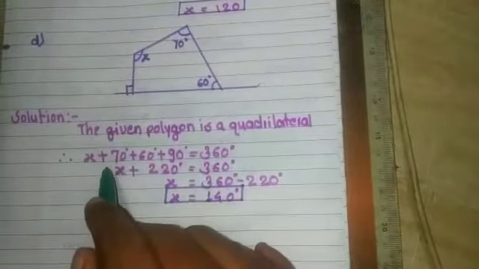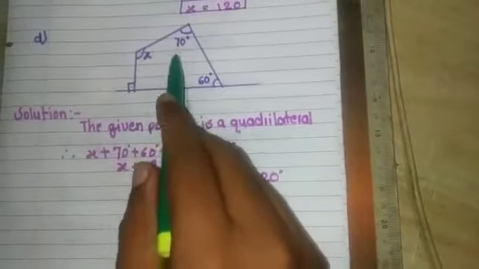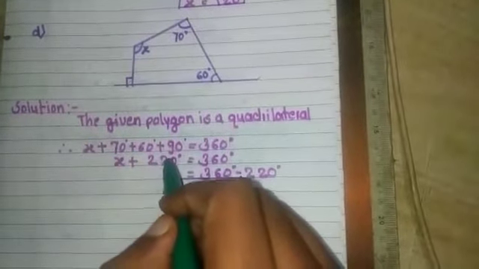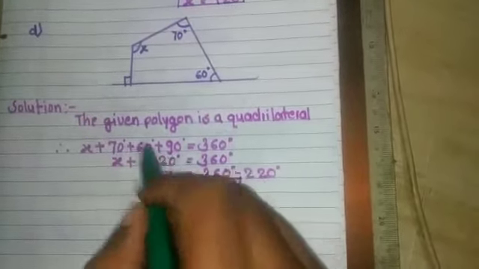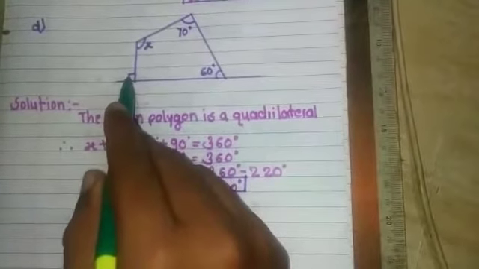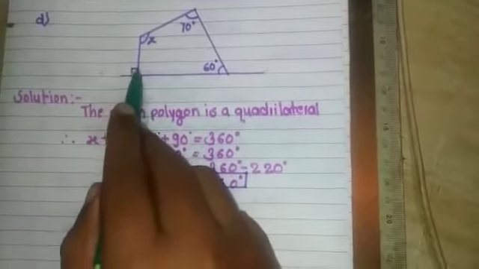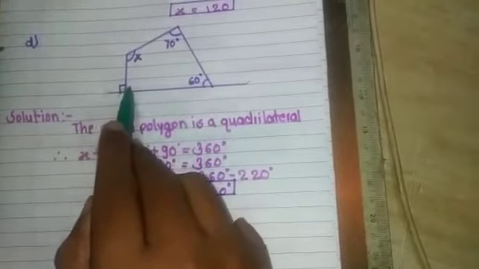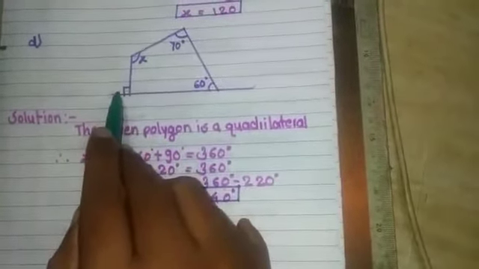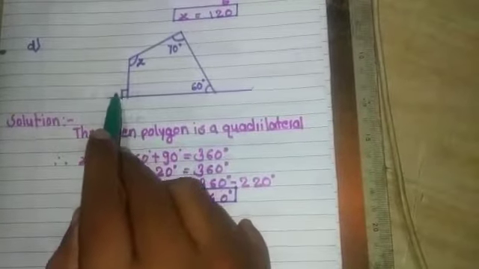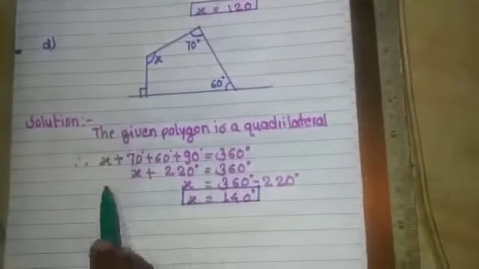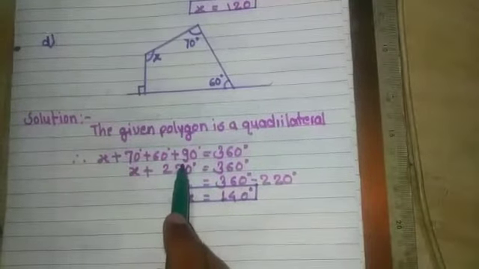Now one angle is given as 70 degrees, another as 60 degrees, and another as 90 degrees. How is it 90? Here, see, this exterior angle is given as 90 degrees. So obviously this will also be 90 degrees, because these both are a linear pair, and you know a linear pair is always equal to 180 degrees. One is 90 degrees, so obviously the other will be 90 degrees. So I had taken directly 90 degrees here.